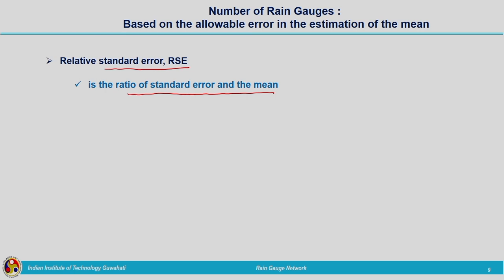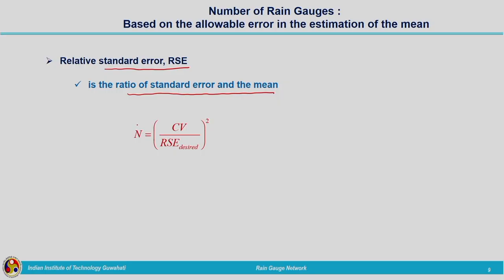So, once the relative standard error is calculated and is with us, then we can get the desired number of rain gauges by using this formula, that is n is equal to (CV divided by RSE desired) all to the power of 2. So, we need to calculate the relative standard error, and the coefficient of variation we will be calculating as explained in the previous method. After that, we will be computing the ratio of CV divided by RSE desired and squaring that particular value, which will give you the desired number of rain gauges in a particular area.